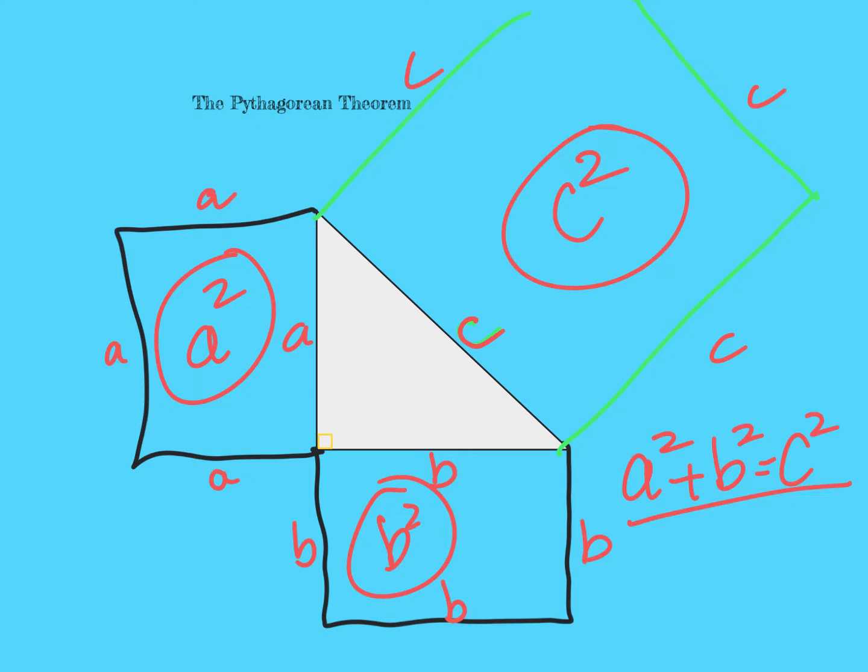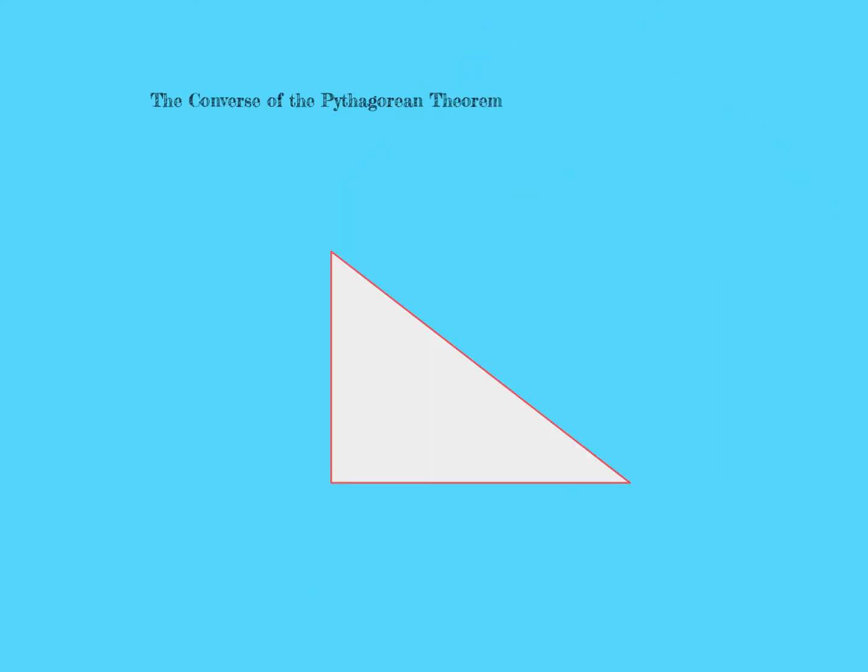Okay. Next slide. We're going to talk about something very important. We have the converse of the Pythagorean theorem here. Meaning, what is a converse? A converse is when you switch the if and then statement in a sentence. Meaning, if, okay, I'm going to write the if statement for the Pythagorean theorem.